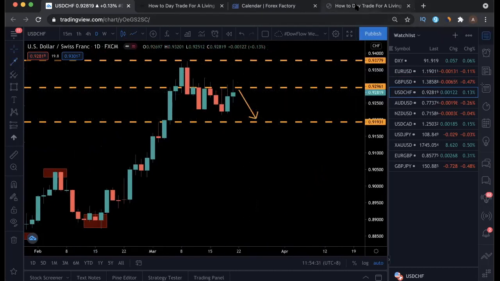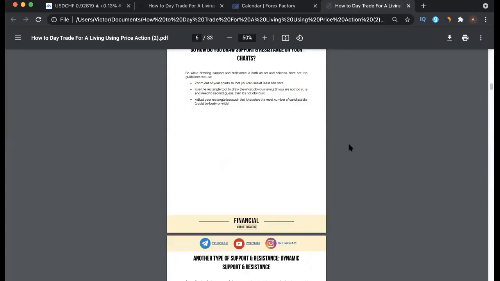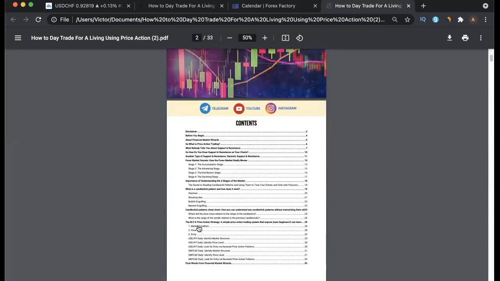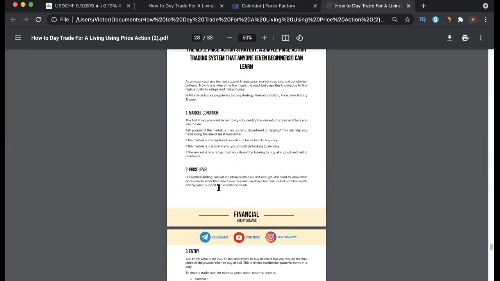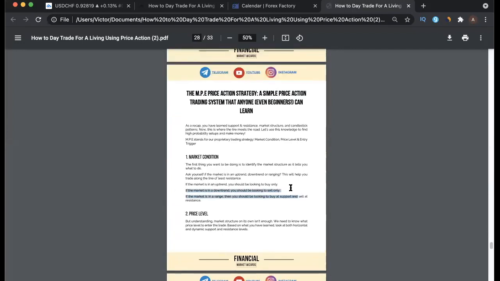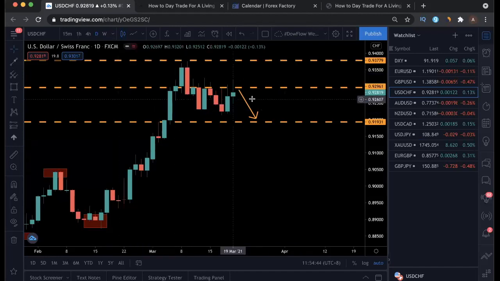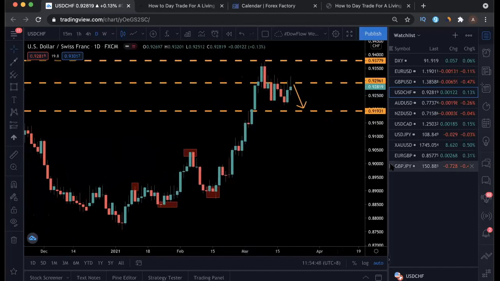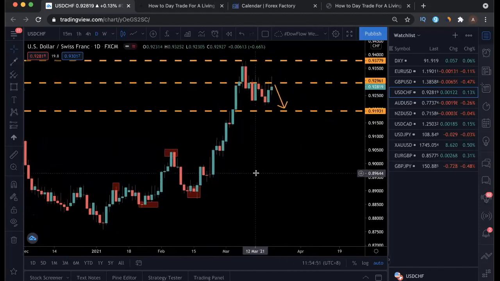Because remember we are trading using the MPE trading strategy right over here. If you are new, please stick to this. If the market is in an uptrend, you should be looking to buy only. So if you go short, this is actually counter trend, and that's not something I recommend, especially if you are still struggling as a trader. Stick to the long setup.